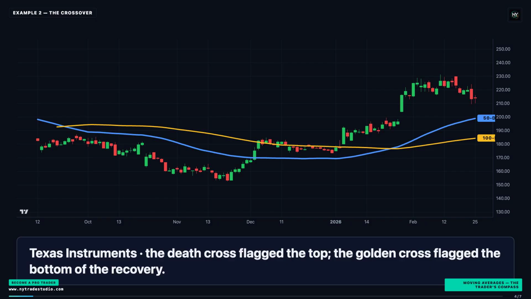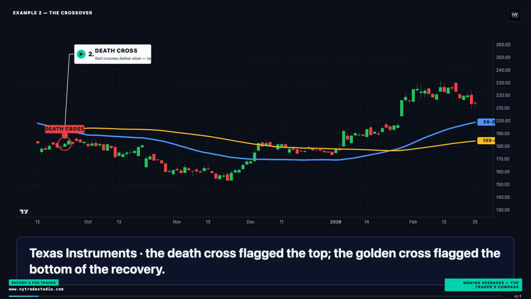Start on the left. Back in late September, the fast blue line crosses down through the slow amber line. That is the death cross, a dramatic name for a simple event. Short-term momentum has turned down and is dragging the longer trend with it. That crossover was the warning, and sure enough, Texas Instruments slides from around 182 down to the high 150s over the next couple of months.